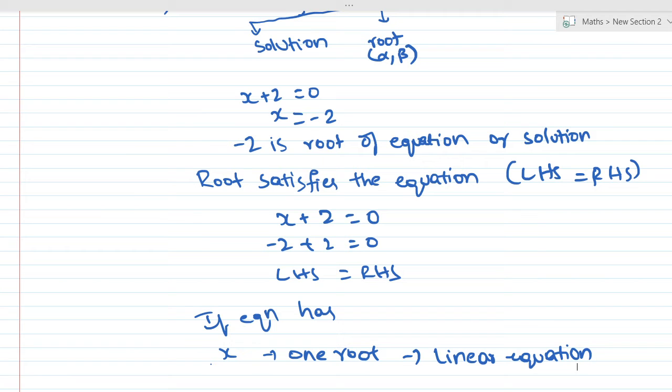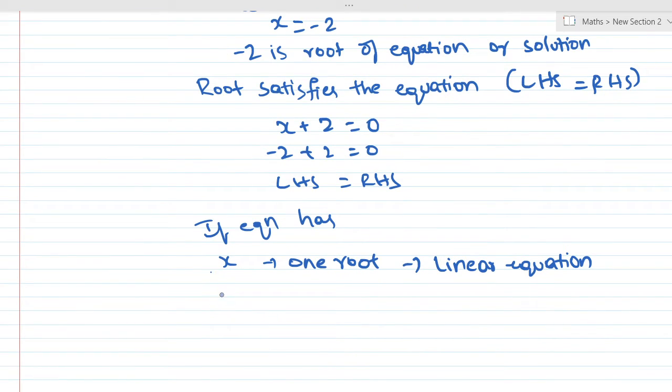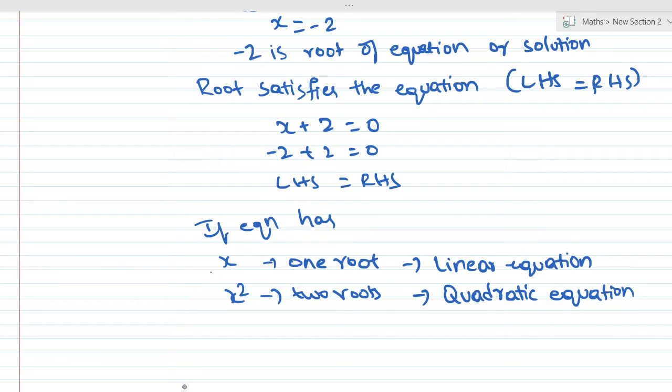If in the equation you see that the highest power of x is 2, it means x will have two values, that is two roots. That is a quadratic equation. If the highest power of x is 3, then the equation will have three values of x, that is three roots. That is called a cubic equation.